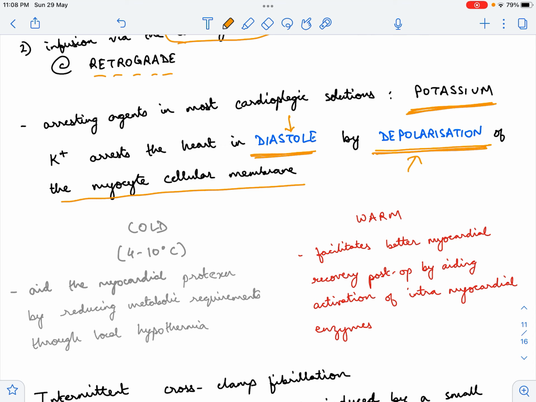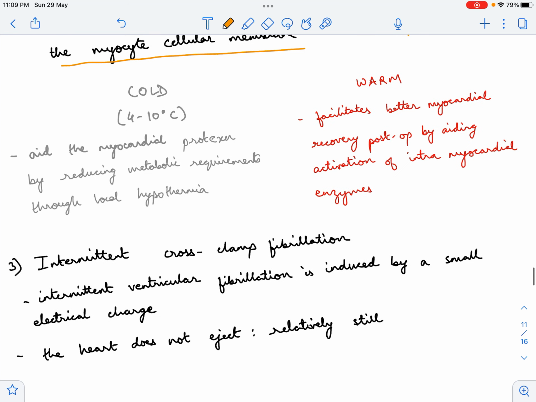Now, you can use two kinds of solutions. You can either use a cold isotonic crystalloid or blood solution, or you can use a warm cardioplegic solution. The temperature of a cold solution is 4 to 10 degrees Celsius, and warm is like how you use warm saline when you are giving a peritoneal wash. Like that, you can use a warm cardioplegic solution.